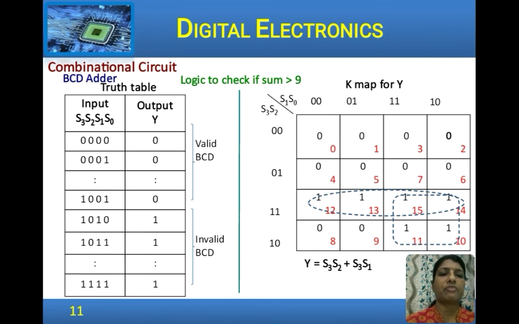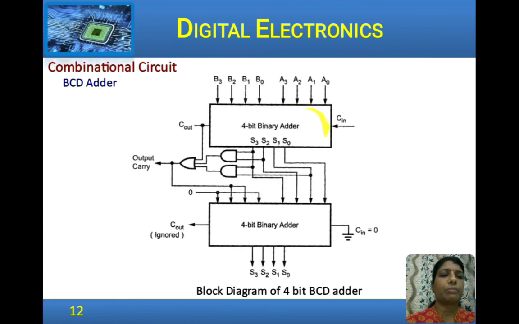Now draw a K-map for these inputs. We have 4 inputs, so a 16-cell K-map. Solving the expression, we get Y equal to S3 S2 plus S3 S1. Implementing this in a logic circuit, we can get a BCD adder. Using a 4-bit binary adder, 2 BCD numbers are added. If the result is less than 9, the result is valid. If it is greater than 9, we have seen that a 6 has to be added.